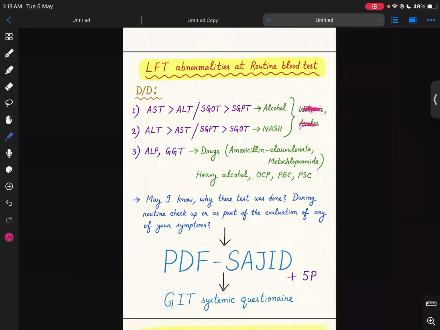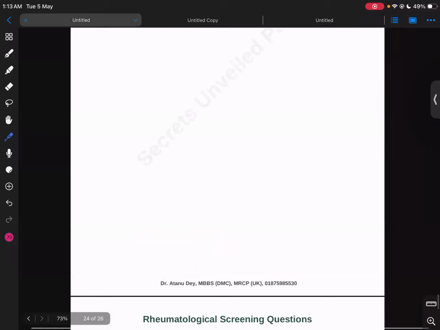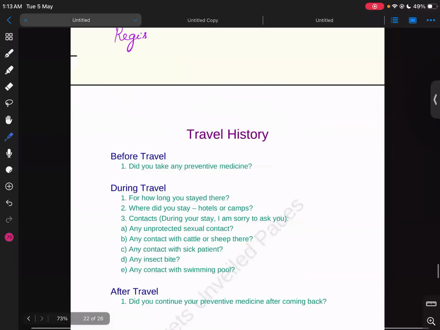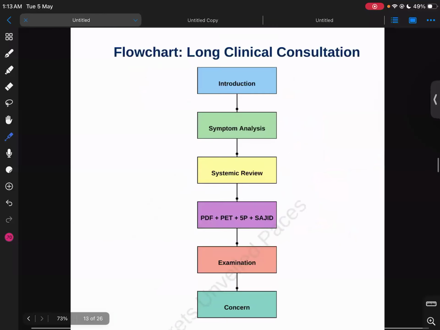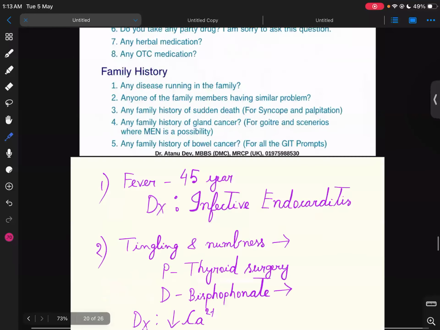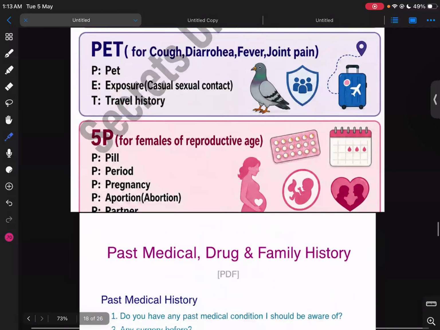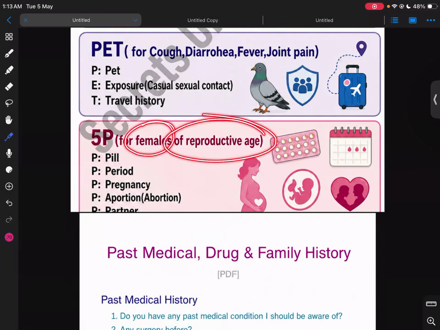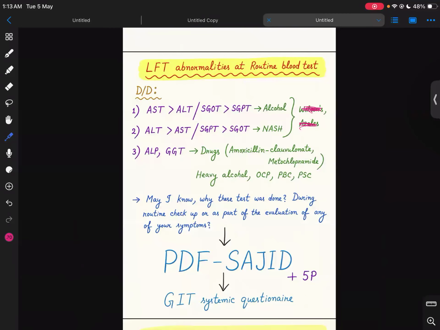5P means we have discussed in our interactive session. Okay, let me show it again. 5P means pill, period, pregnancy, abortion, and partner. This 5P has to be asked for any female of reproductive age. Got it, doctor? Yes. Sir, have you shown the GIT systemic questionnaire earlier or not? Yes.